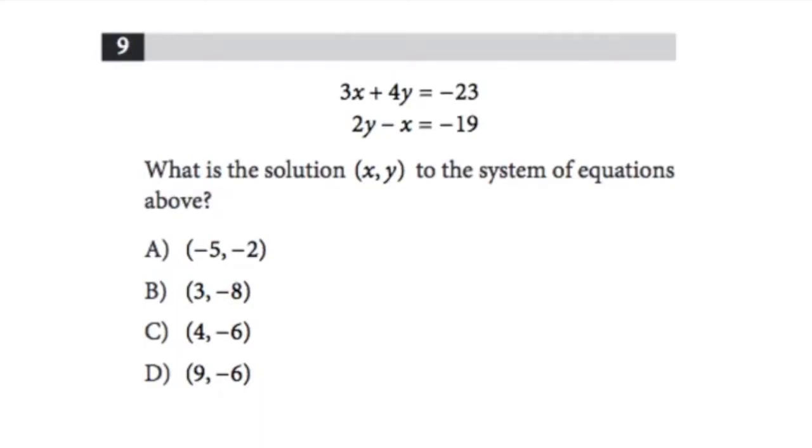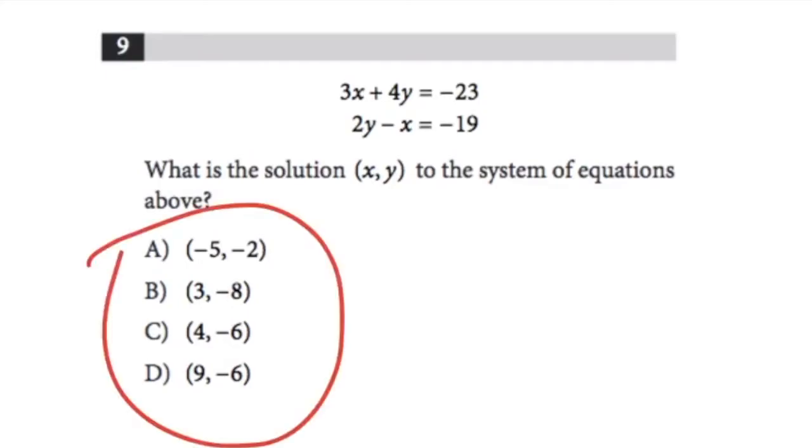We can turn this into arithmetic. Why can we turn this into arithmetic, Juliana? Because you can plug in the xy values. They give us all the potential xy values right here. So we can just test the answer choices.